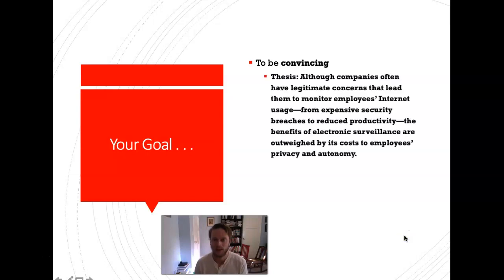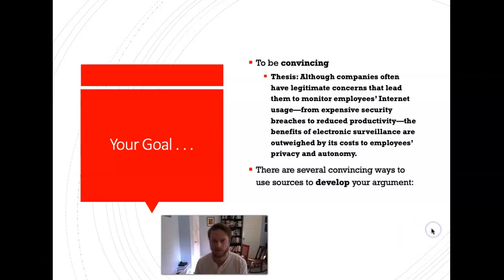We will be looking at Anna Orloff's sample MLA essay, and her thesis in her essay is that although companies often have legitimate concerns that lead them to monitor employees' internet usage, from expensive security breaches to reduced productivity, the benefits of electronic surveillance are outweighed by its cost to employees' privacy and autonomy. So in short, she is against electronic monitoring of employees.